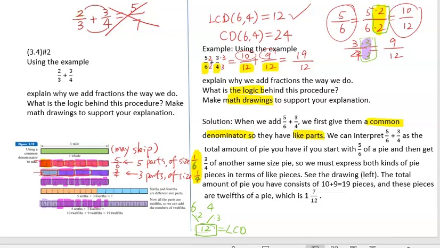You could do it this way, or you could do it a different way. Let me clear this. So you can take this and cut it into 2 equal parts, and cut this one into 3 equal parts.